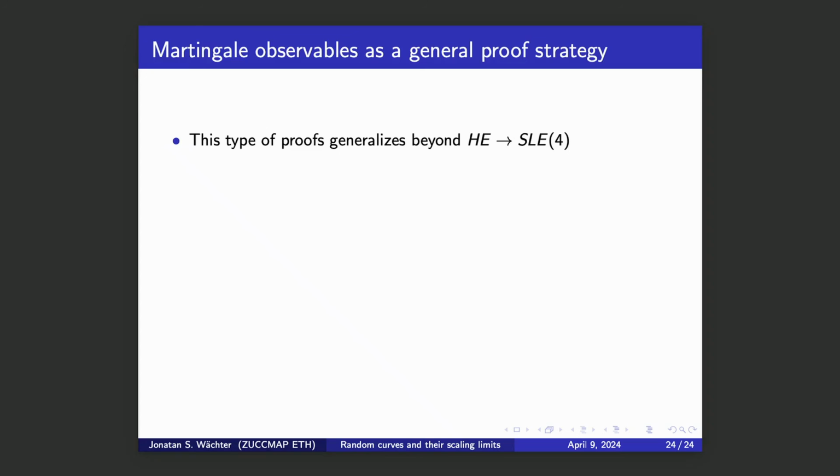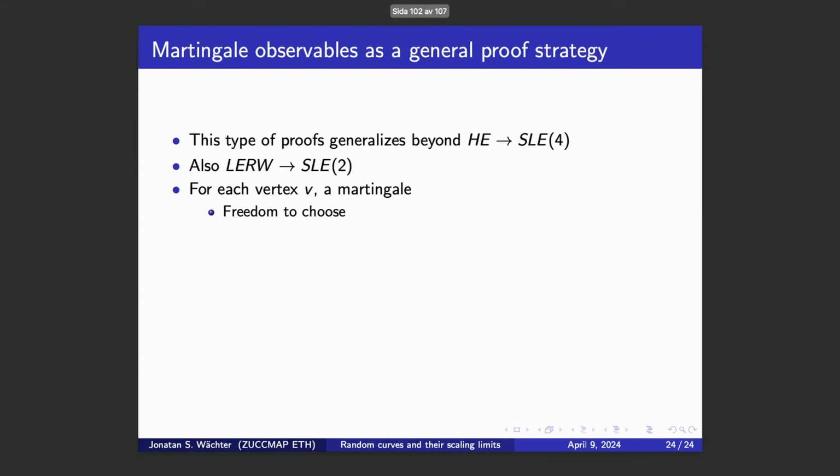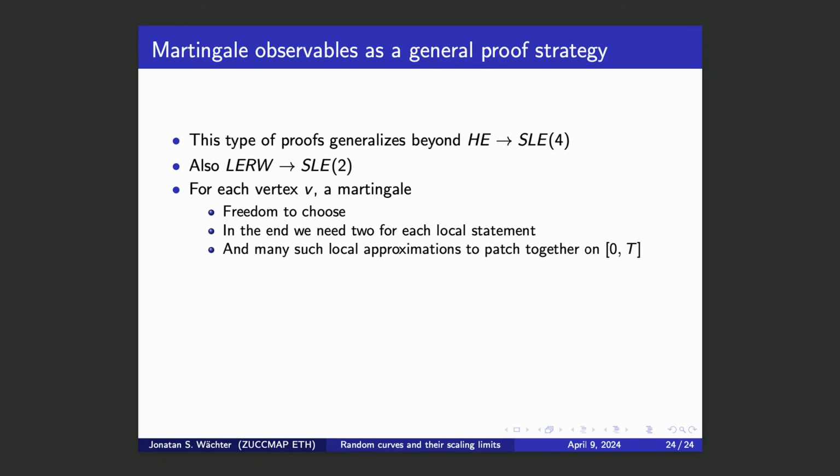That's not necessarily implied. But this kind of martingale observable proof, where we have some discrete harmonic quantity that can somehow be used to show a convergence, is something that generalizes well beyond Harmonic Explorer. It's also used in the case of loop erased random walk to SLE2. And the idea is for each vertex V, we get a martingale. We have freedom to choose which vertex we want to use in this setup. And in the end, we need this for each such local statement, and many such local statements and approximations to patch together on the whole interval.